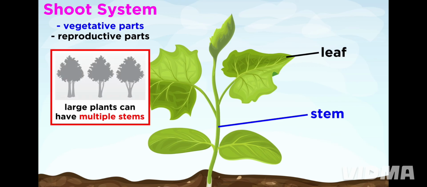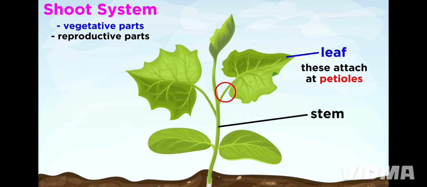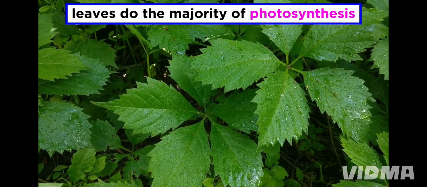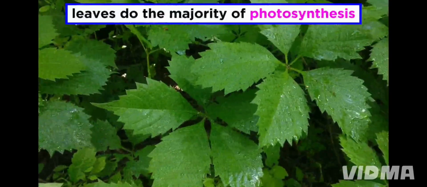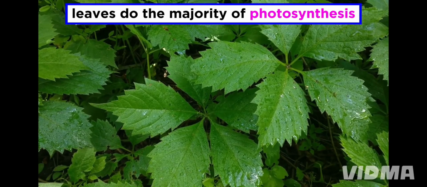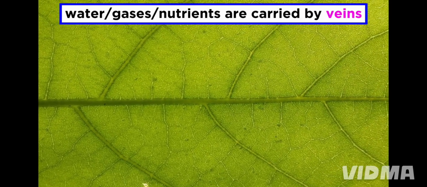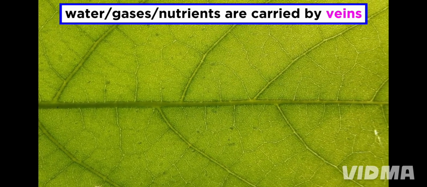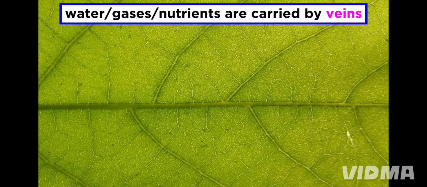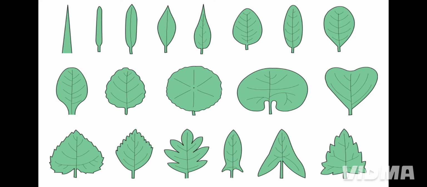The stem may also divide into several smaller stems in bigger, more complex plants like trees. The leaves attach to the stem or branches via small stems called petioles. Leaves do the main work of providing nutrients to the plant through the process of photosynthesis, which we covered in detail in the biochemistry series. Water, gases, and nutrients are moved around the leaves through their veins, which are very tiny tubes of xylem and phloem tissue.